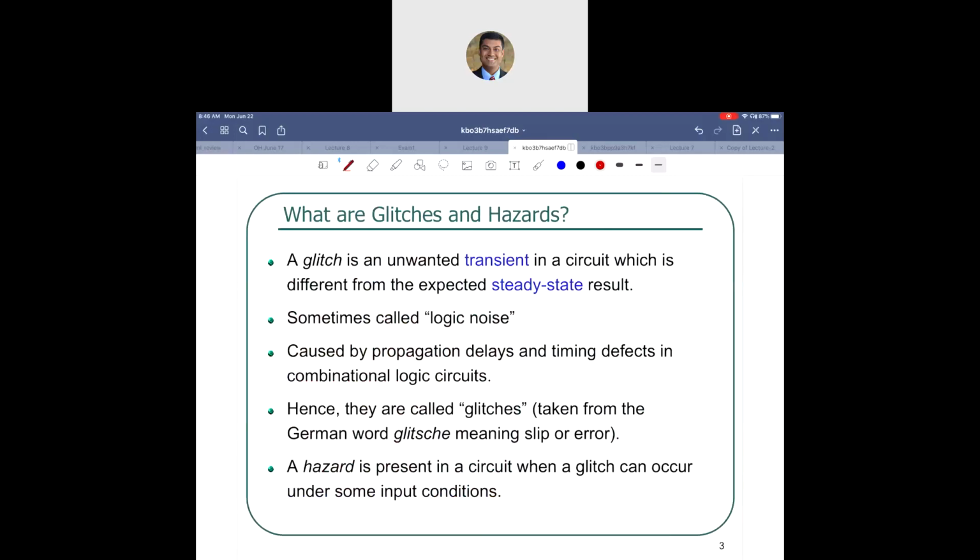All right, so that was the definition of glitch and hazards, dealing with them a little bit more formally. I can perhaps highlight some keywords here. Hazard and glitch. Propagation delays are important to highlight over here. And then transient, of course. All right, let's move on.